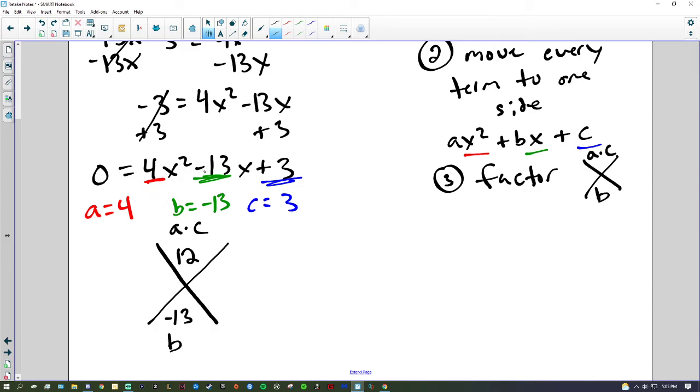Okay, now's the fun part. I have to find my missing numbers. I need 2 numbers that multiply together to give me 12 and add together to get me negative 13. So I like to think of all the ways to make 12. I could get 1 times 12, 2 times 6, 3 times 4, but the only ones that work to add up to negative 13 is if I take negative 12 times negative 1. If I multiply these, negative 12 times negative 1 is positive 12. But if I add them, negative 12 plus negative 1, it's negative 13, so that works.